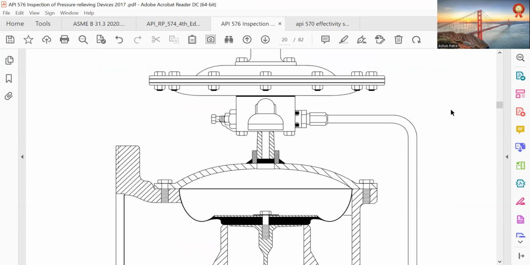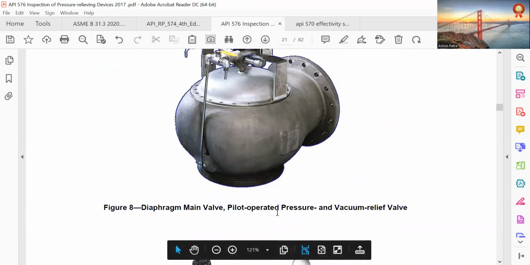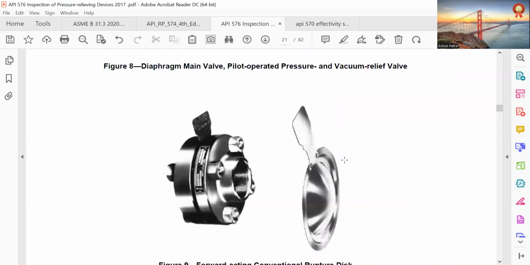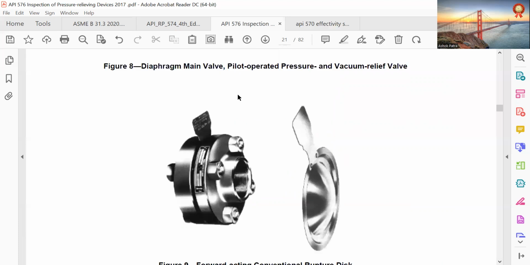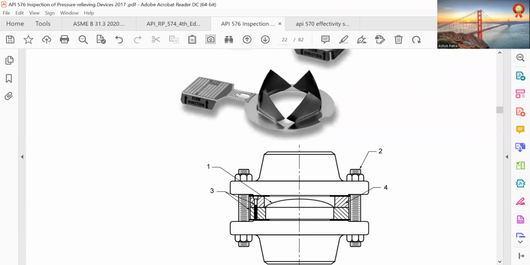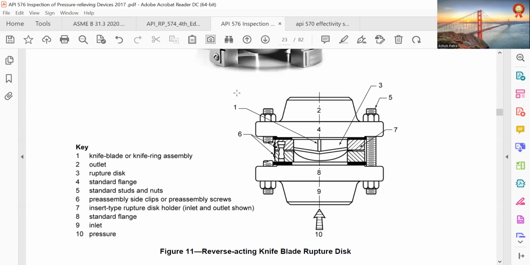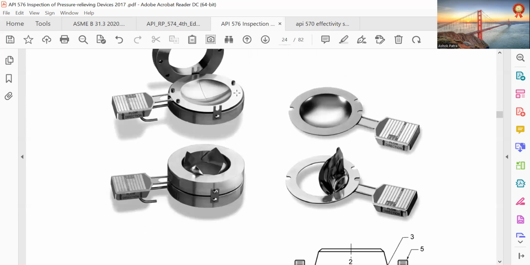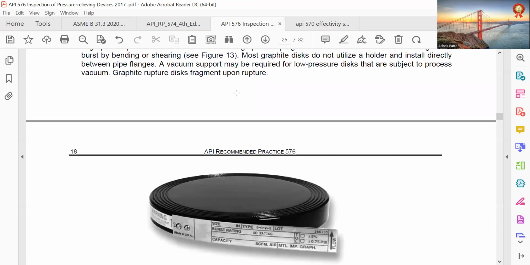Pilot operated pressure relief valve. Diaphragm main valve. Pilot operated pressure and vacuum relief valve. Diaphragm valve, main valve. And forward acting conventional rupture disc. Forward acting scored rupture disc. The reverse acting knife blade rupture disc. Reverse acting scored rupture disc. Graphite rupture disc.